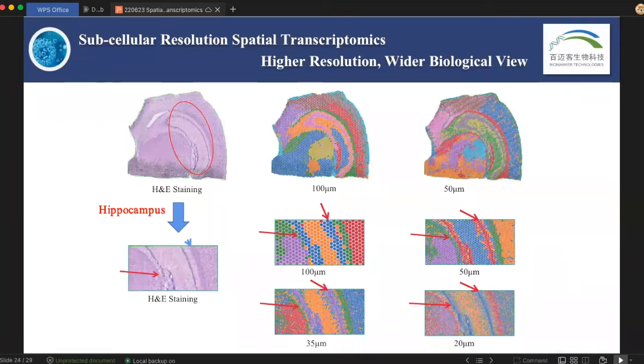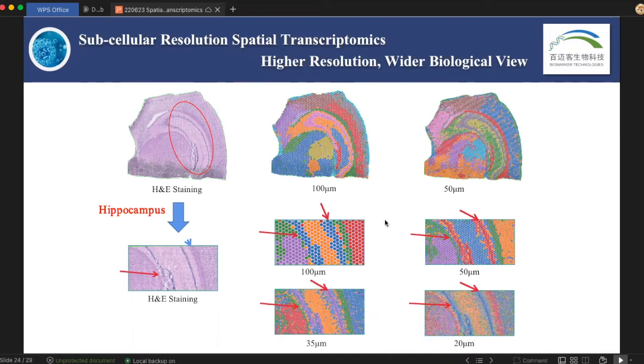Yeah, so here is a more clear case on why we want to go for higher resolution. This is an HE staining image of a hippocampus, and you can see there is a clear structure in these staining images. Looking at the general cluster or general tissue organization, at 100 micrometer or 50 micrometer resolution, the general cluster organization is more or less similar.